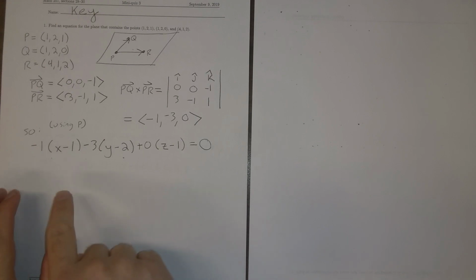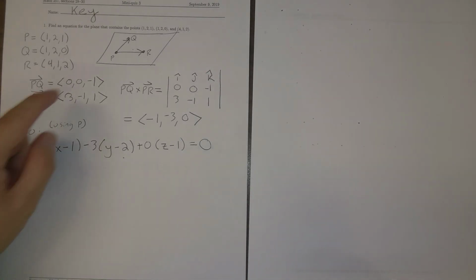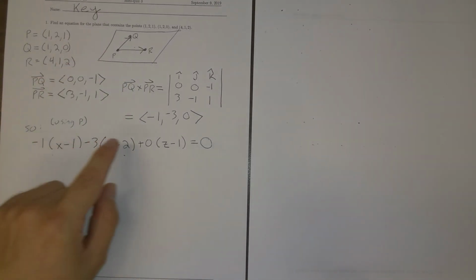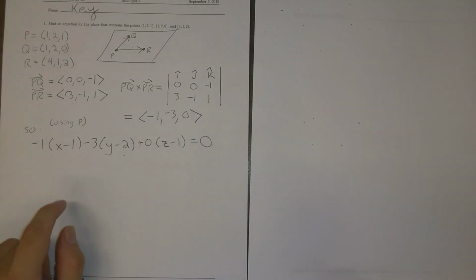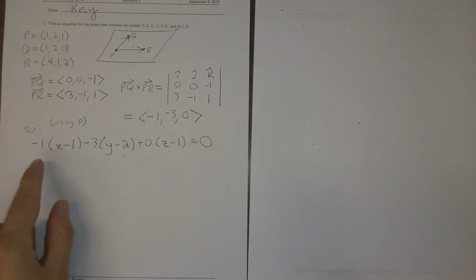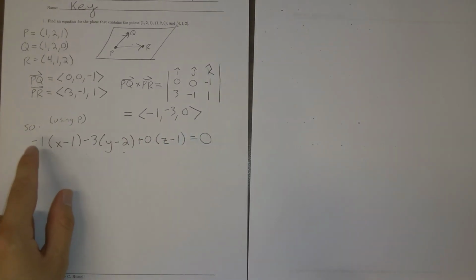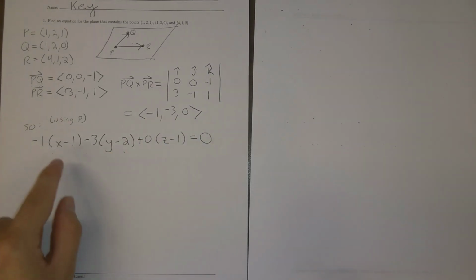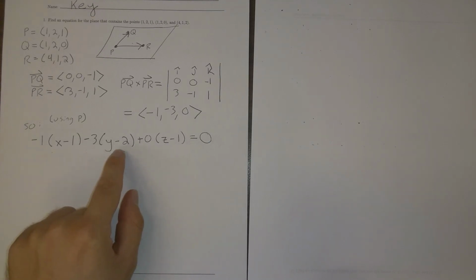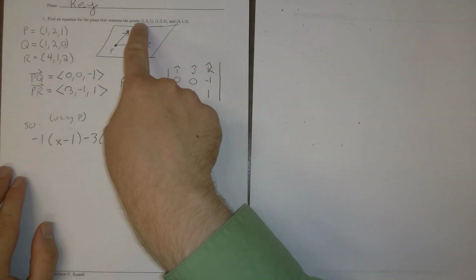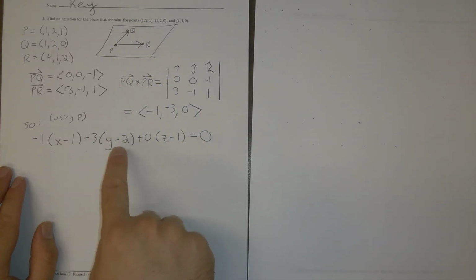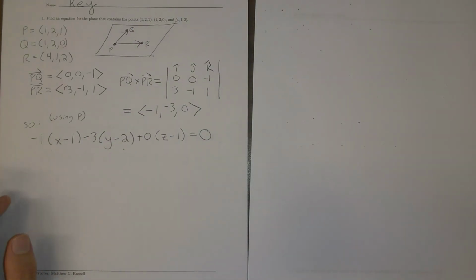What we have to do is find two vectors lying in the plane, take the cross product of those two vectors to give ourselves a normal vector, and then use the entries of the normal vector, minus 1, minus 3, 0, as coefficients for x minus 1, y minus 2, z minus 1, where I'm using the point 1, 2, 1.